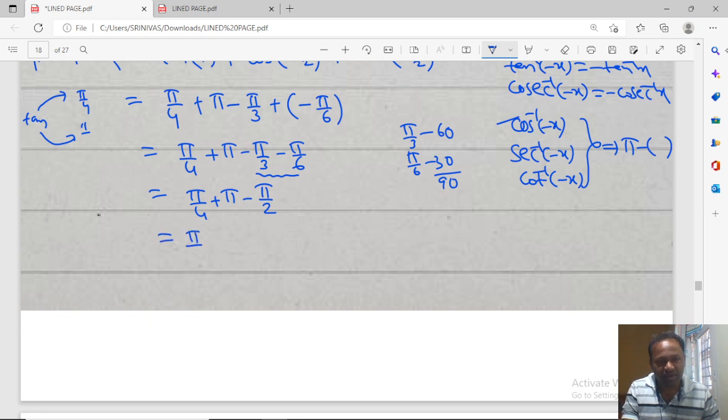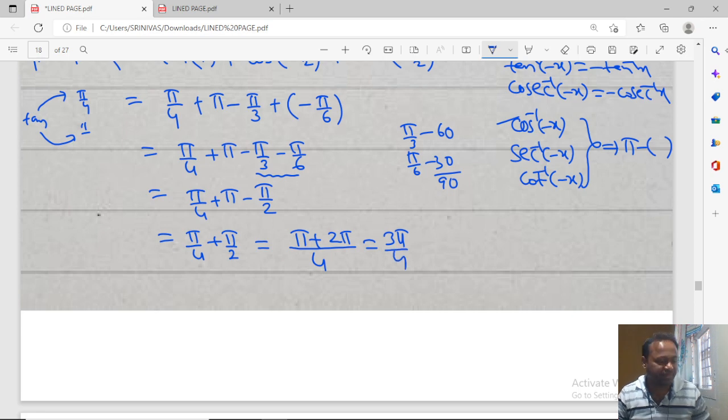So pi by 4, pi minus pi by 2 value pi by 2. That is equal to, LCM is 4, pi plus 2 pi. So the answer is 3 pi by 4. That will be the answer. Very easy if we understand the trigonometric values.